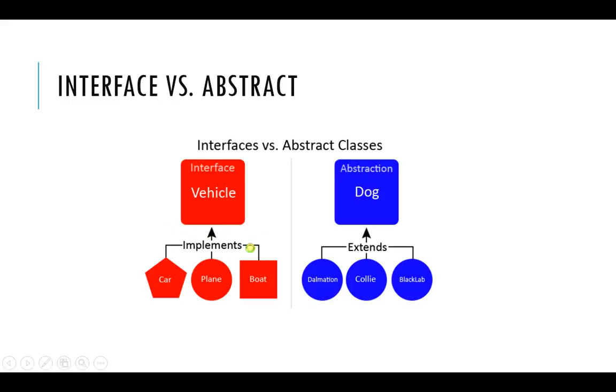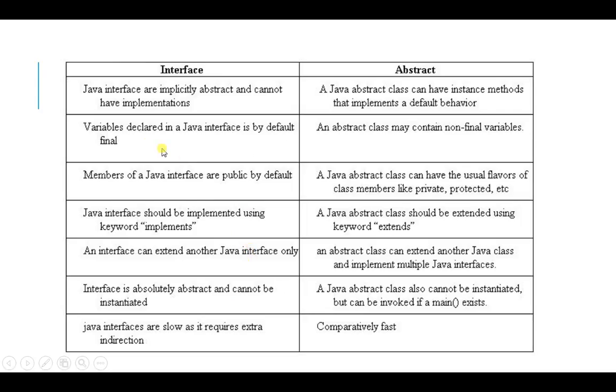Now the detailed difference between interface and abstract is, whatever variables you declare in the interface, all those variables are by default final. Final means what? By default constant. I cannot change the value of that variable throughout my program. While in the case of abstract class, this is not so. You can declare public, private, protected, any type of variable inside the abstract class.